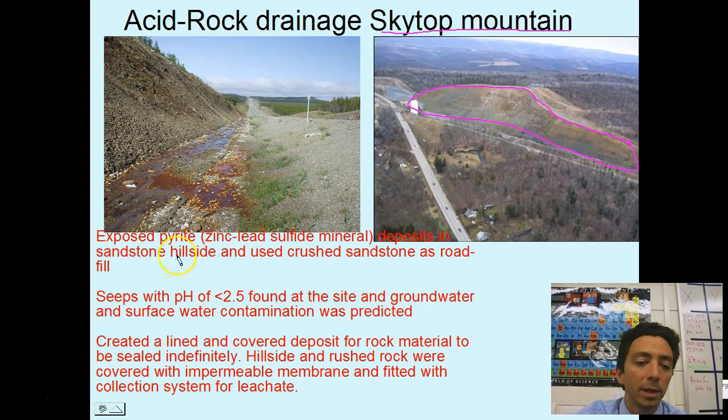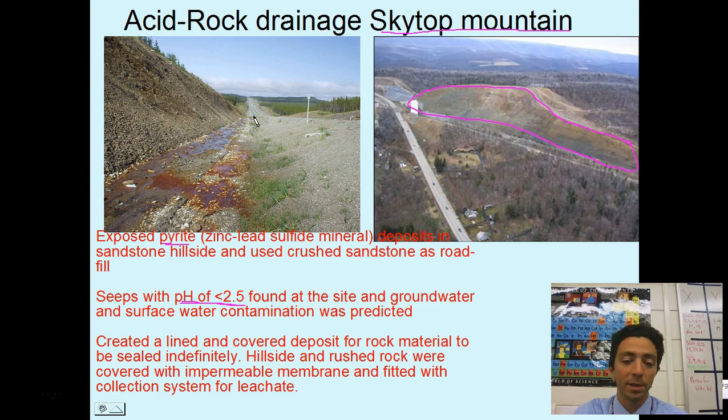And what happened when they removed it is they exposed some pyrite, which is fool's gold, but it contains zinc and lead sulfide. When they exposed the rock, they also used some of that rock containing the pyrite as fill for the road. You need to crush up rocks to put underneath the asphalt, and so they did that as well. What happened is that exposed pyrite seeped a very acidic substance, pH less than 2.5, and that leachate was getting out because now it's exposed to water, where before it had been buried underground.